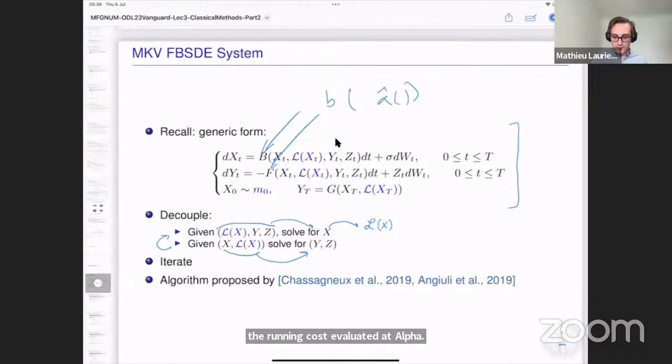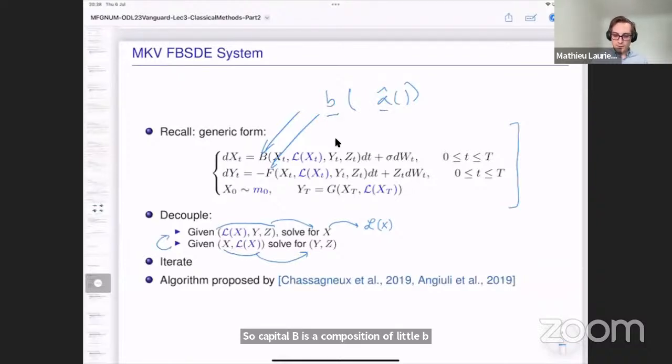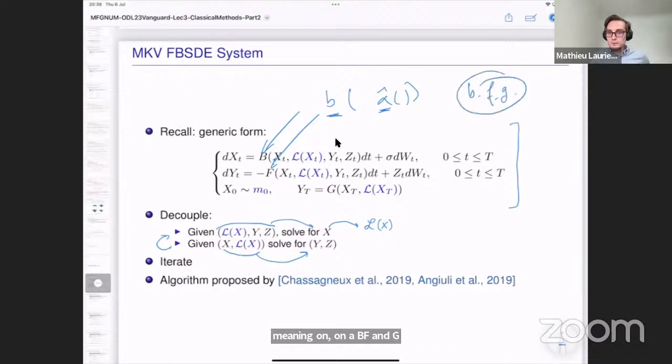You see that here, B is basically the composition. So capital B is a composition of little b and alpha hat. So you need some condition to have alpha hat Lipschitz, for example, and then B Lipschitz as well. So yes, it's possible to have conditions on the model, meaning on B, F, and G, so that the optimal control will have enough regularity.